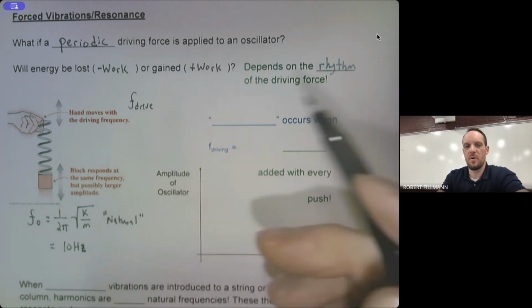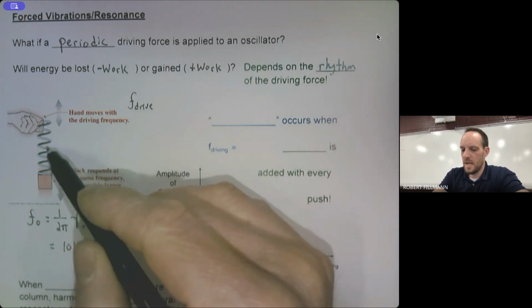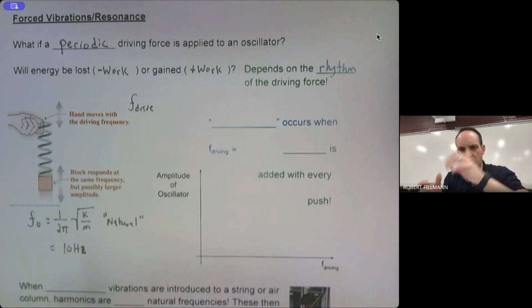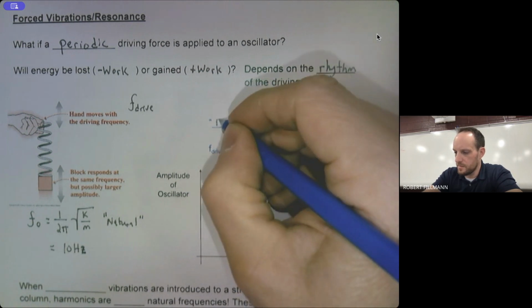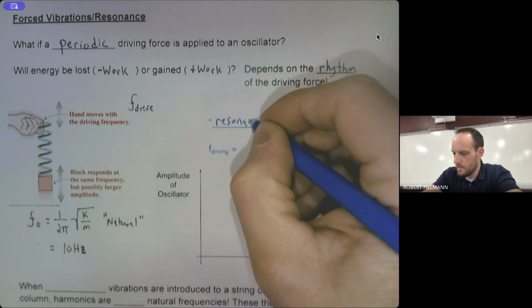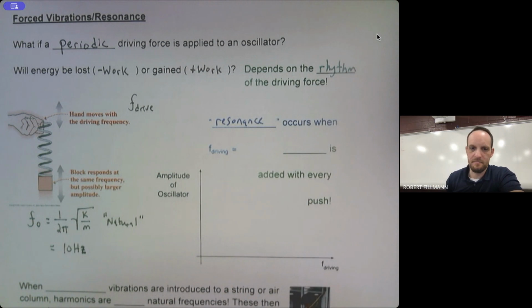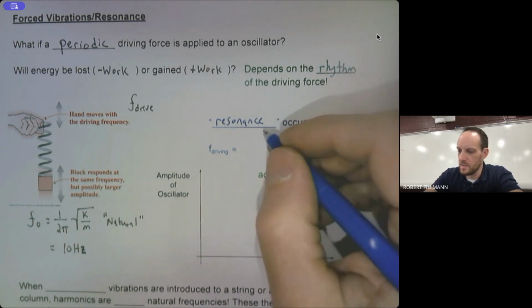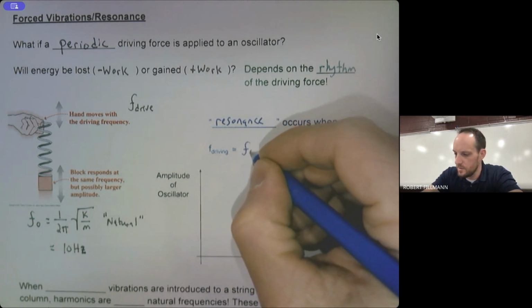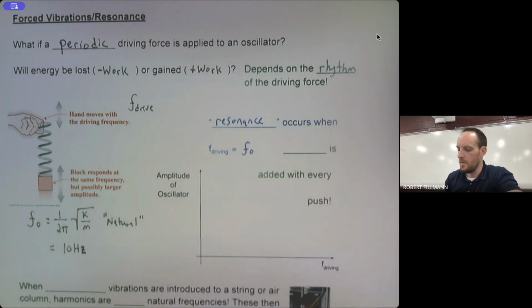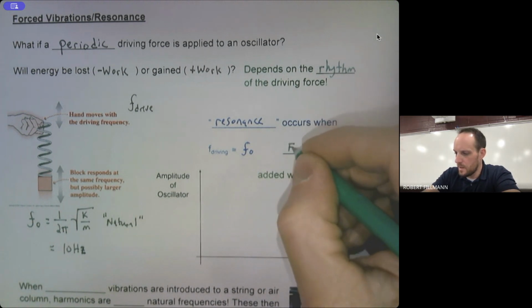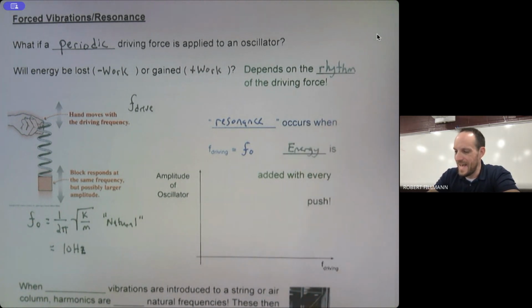And every push is going to give more energy to it. But if you push down while the mass is moving up, you're going to actually act to slow it down. If you get out of rhythm with it, you're going to be taking energy away. So when you get in sync with it, we call this resonance. We make it resonate. Resonance occurs when the driving frequency is close to or equal to the natural frequency, the way that something wants to vibrate. And when that occurs, the energy is added with every push.